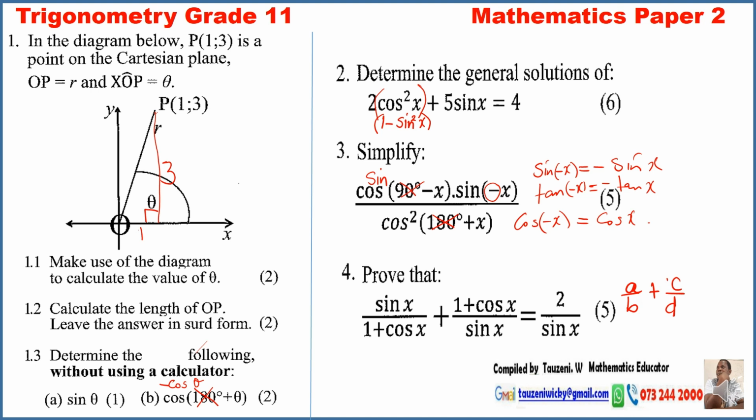So if I get a over b plus c over d, I multiply the denominators, b times d. That will become my common denominator bd. Then I cross multiply, a times d to get ad plus b times c to get bc. Then I can simplify and substitute with whatever I had to make sure that my identity is proved.